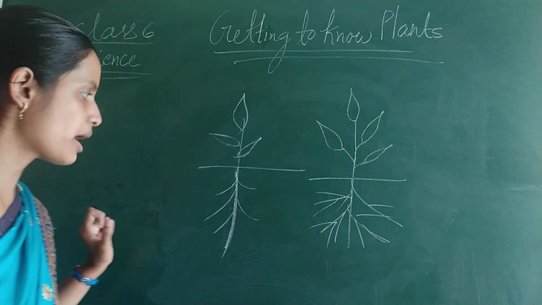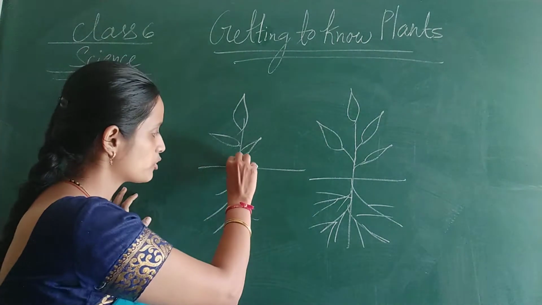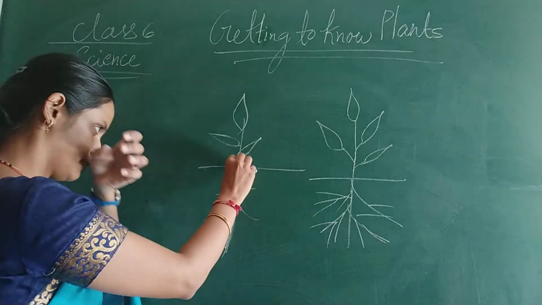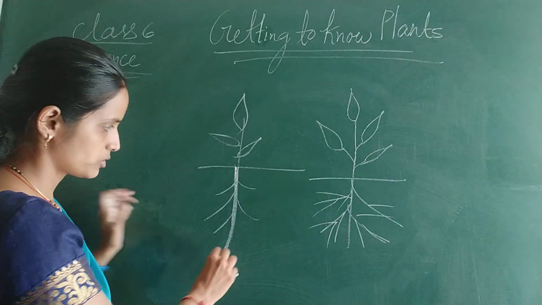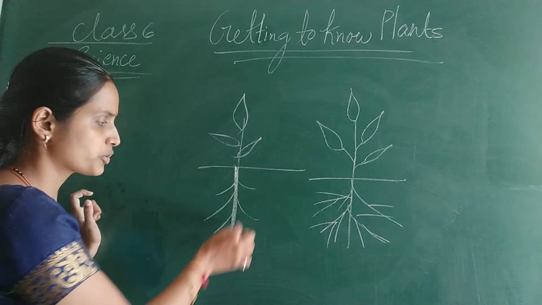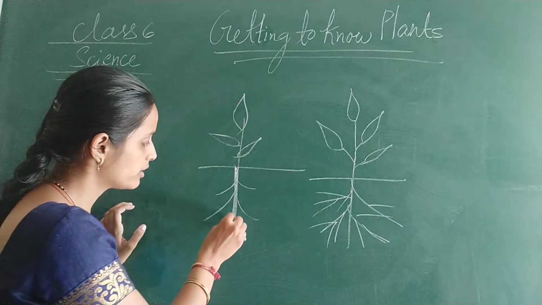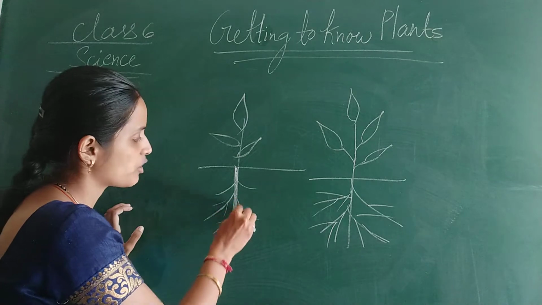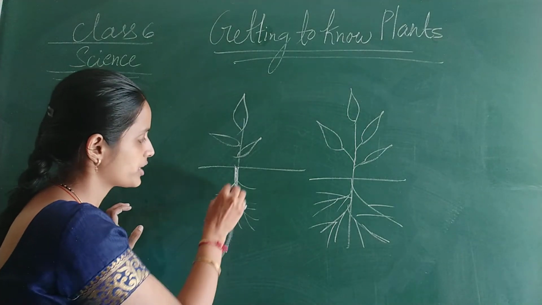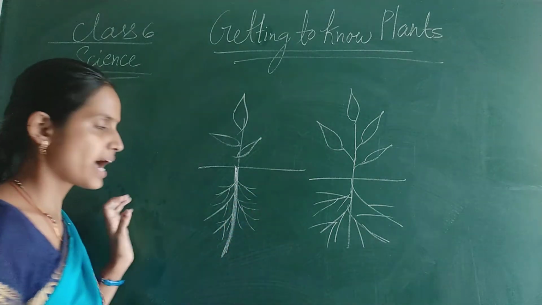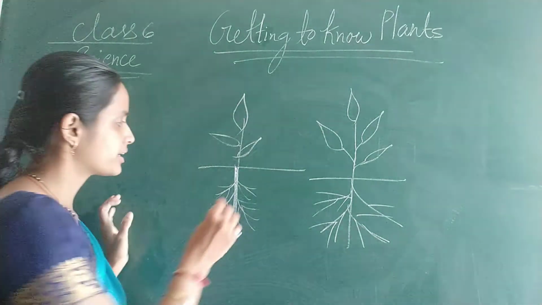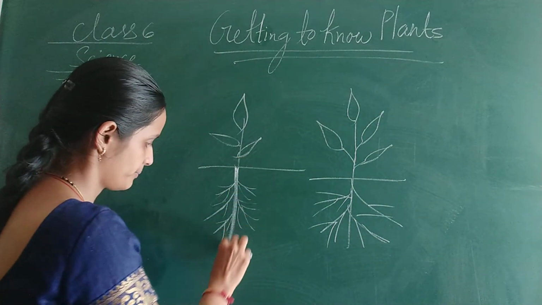So what is a tap root? When you see the tap root, it has the main root. This has the main strong root, you can see. From that main root, small roots, or root hairs, you can see. But the actual main part is this.